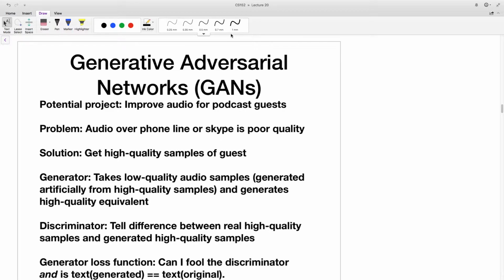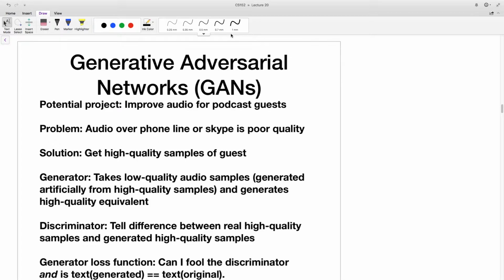There's no way the discriminator, I don't know of a way the discriminator can do that. Maybe you can come up with something. But my thought is the generator loss function has two tests. Can I fool the discriminator? And also, am I generating the same text?